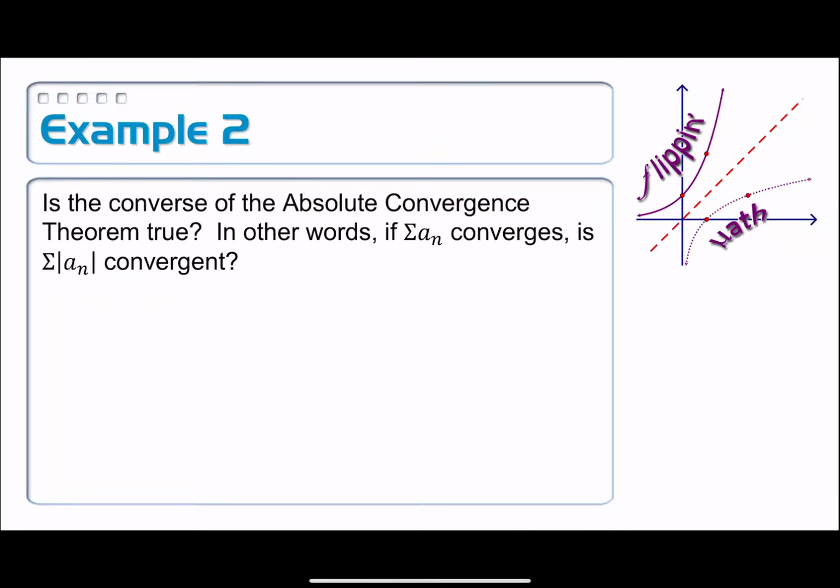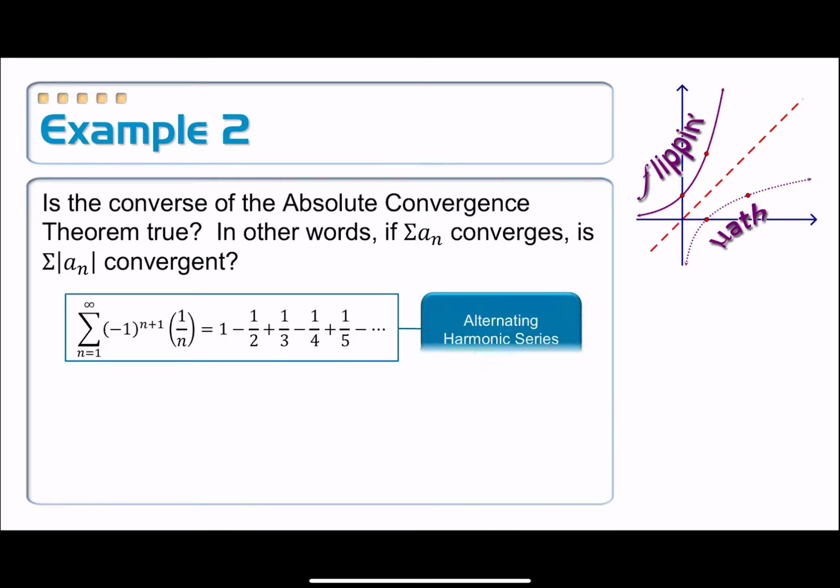Let's look at an example. Example 2: is the converse of the absolute convergence theorem true? Remember, to make a converse, you switch the if and the then statements. So P implies Q becomes Q implies P. In other words, if your series converges, is it also absolutely convergent? I don't know. Let's take a look at an example.